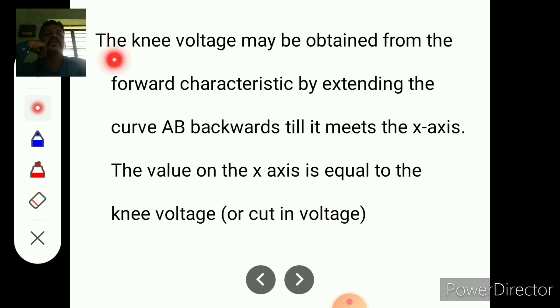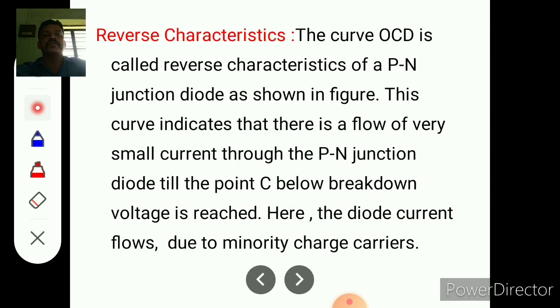The knee voltage may be obtained from the forward characteristic by extending the curve AB backwards till it meets the x-axis. This value on the x-axis is equal to the knee voltage or cut-in voltage. Reverse characteristic. The curve OCD is called the reverse characteristic of a PN junction diode. As shown in the figure, this curve indicates that only a very small amount of current flows through the PN junction diode till point C.